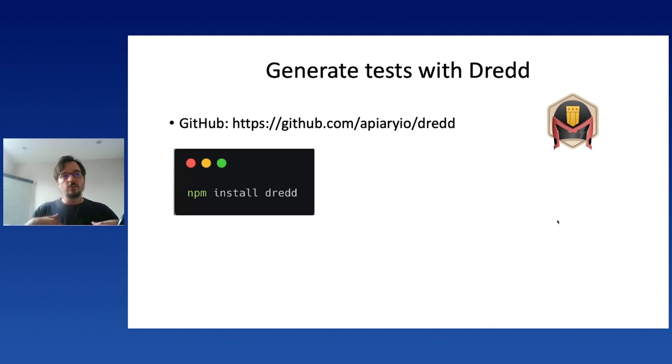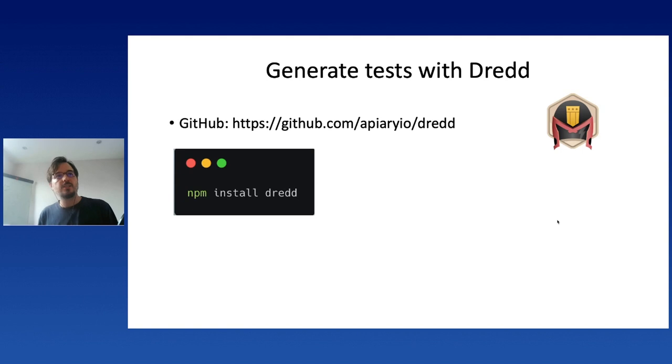But to help you with this process, you can use tools like Dredd and Schemathesis, which will be able to run a complete test suite against your API server just by looking at the specification without you having to write any single line of code. And this is going to save you a lot of time. And these libraries work really well, so they will be incredibly helpful in your development process.